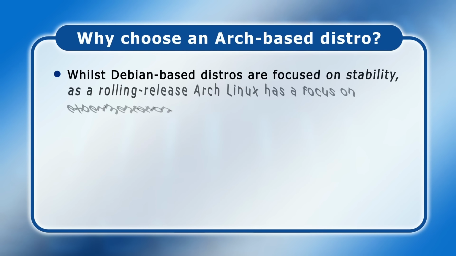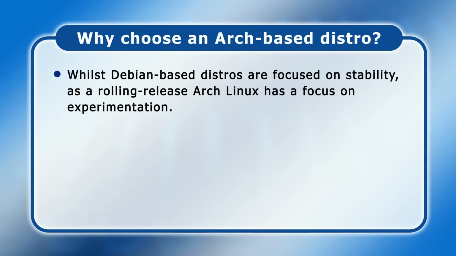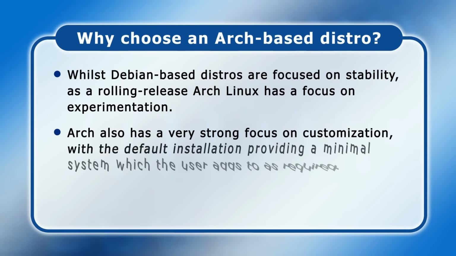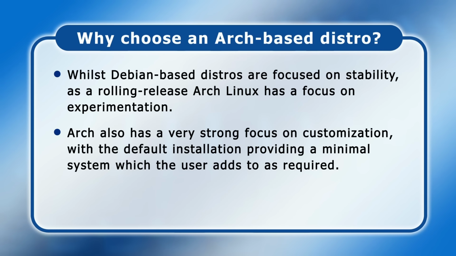Secondly, whilst Debian-based distros are focused on stability, as a rolling release, Arch Linux has a focus on experimentation, as it brings new features to users immediately before extensive testing can have occurred. Arch Linux also has a very strong focus on customization, with the default installation providing a minimal system which the user adds to as required.